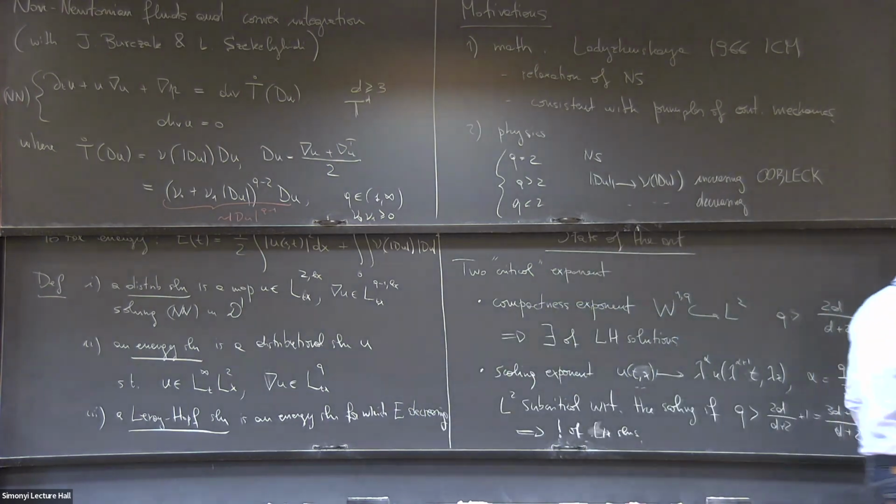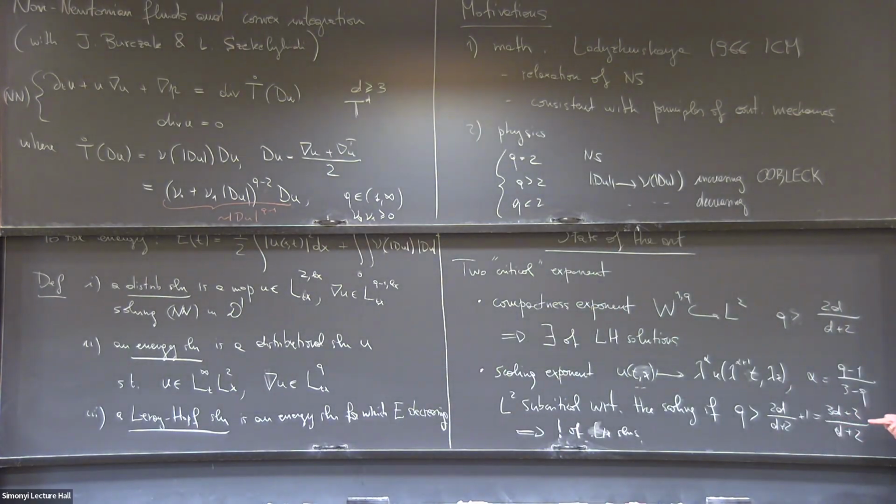So this scaling exponent is always between 2 and 3. It's somewhere here: (3d+2)/(d+2). So here we have uniqueness of Clairaut solutions. Actually, uniqueness really of energy solution, according to my definition. So q has to be larger, strictly larger, not equal.